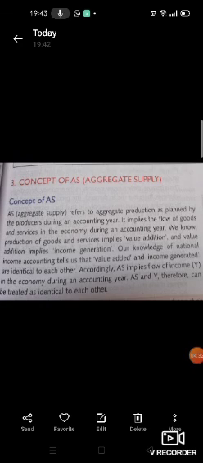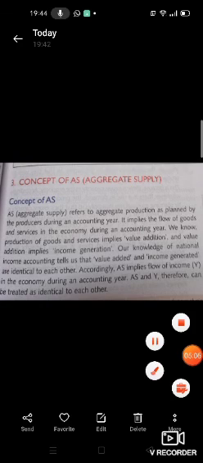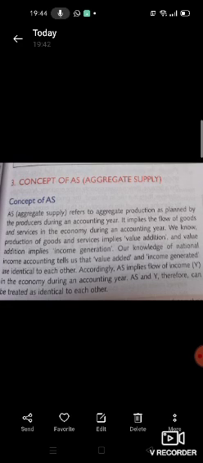Now, concept of aggregate supply. Aggregate supply refers to aggregate production as planned by the producers during an accounting year. It implies the flow of goods and services in the economy during an accounting year. We know production of goods and services implies value addition, and value addition implies income generation. Our knowledge of national income accounting tells us the value added and income generated are identical to each other.